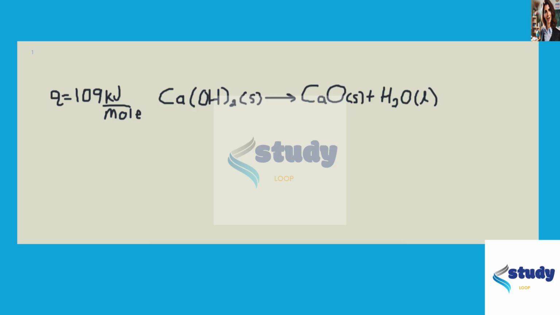Now, since we're adding heat into our system, that means we're dealing with an endothermic reaction, because we have to add heat to our system to make it work. We're not producing heat. So our delta H is 109 kilojoules. Now we're going to look at an enthalpy diagram.